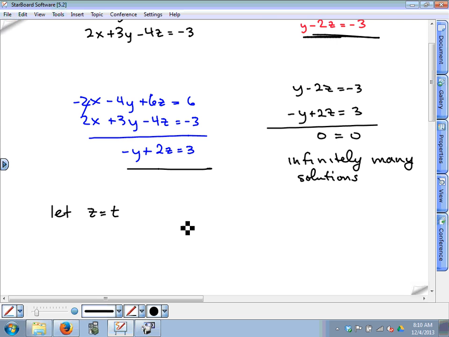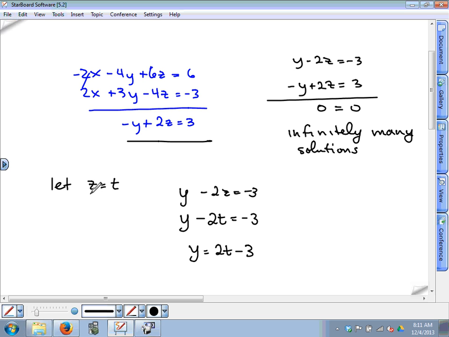If we already know that z is equal to t, we can solve for y. So I'm going to take this one in red. If y minus 2z is equal to negative 3, we can make the substitution for t. y minus 2t is equal to negative 3, which means y is equal to positive 2t minus 3.